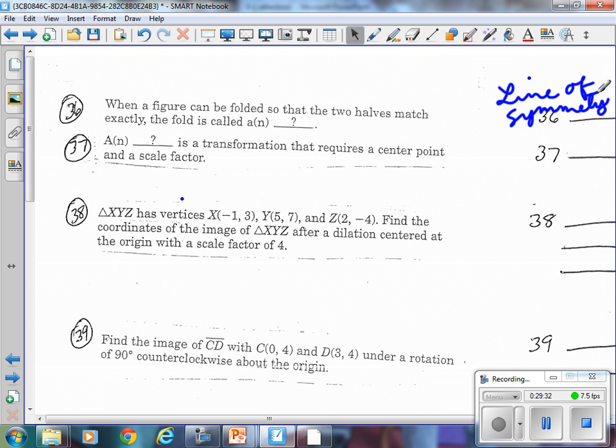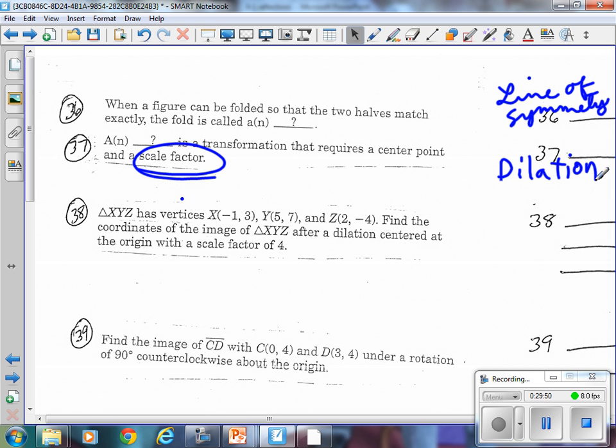A blank is a transformation that requires a center point and a scale factor. Anytime you have a scale factor, then you have an enlargement or a reduction, which is called a dilation.